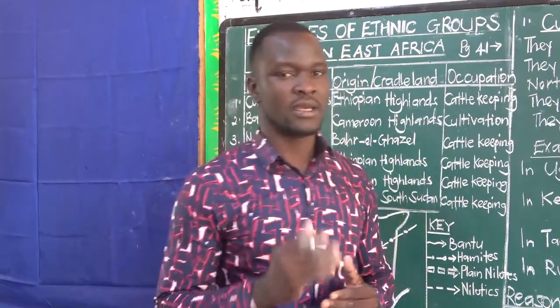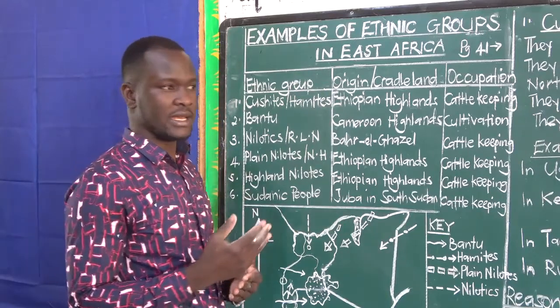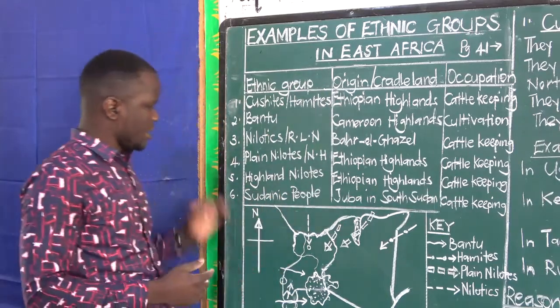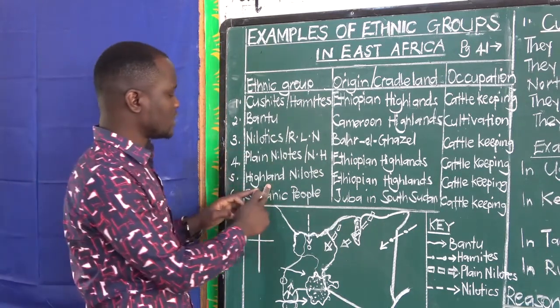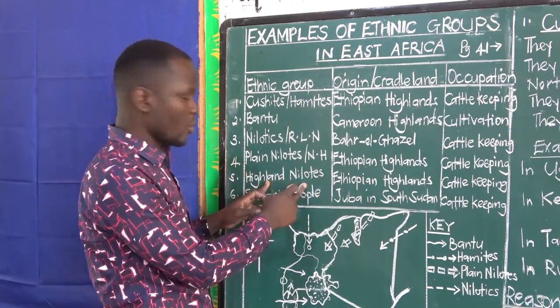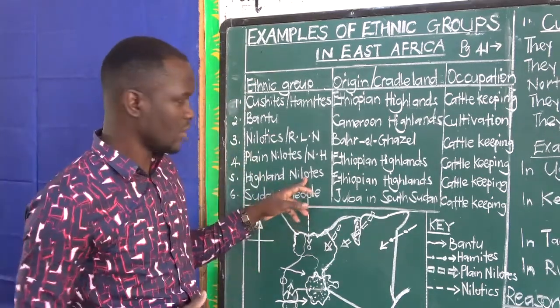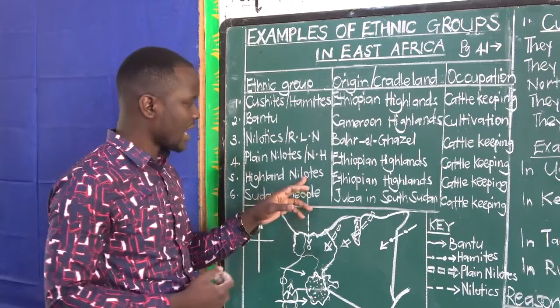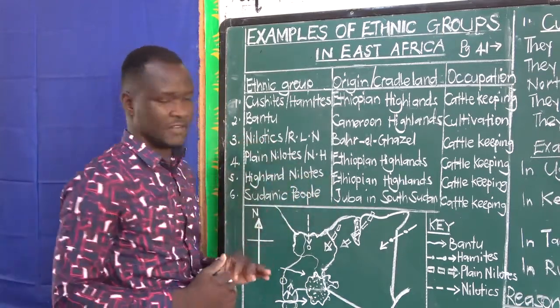The Hamites, then we had the Nilotics, we had the Nilohamites. Then the third group of the Nilotes, we have what we call the highland Nilotes. We said in our primary 5, these are the ones that settled in highland areas or in hilly areas. And they also form that group of the Nilotes.